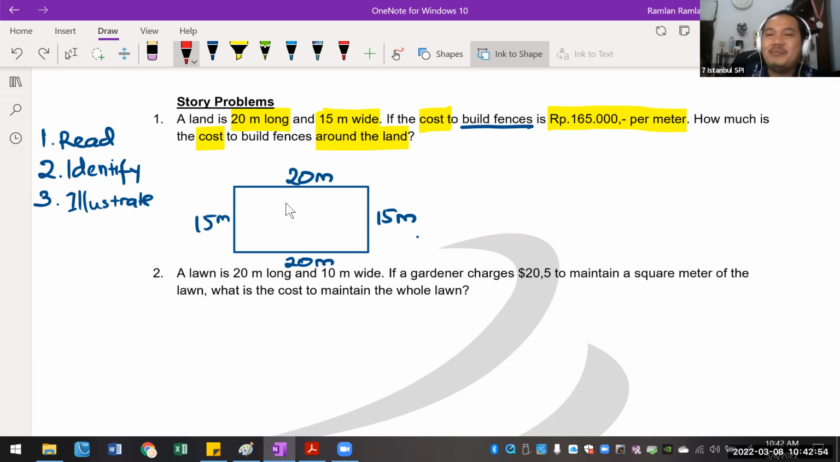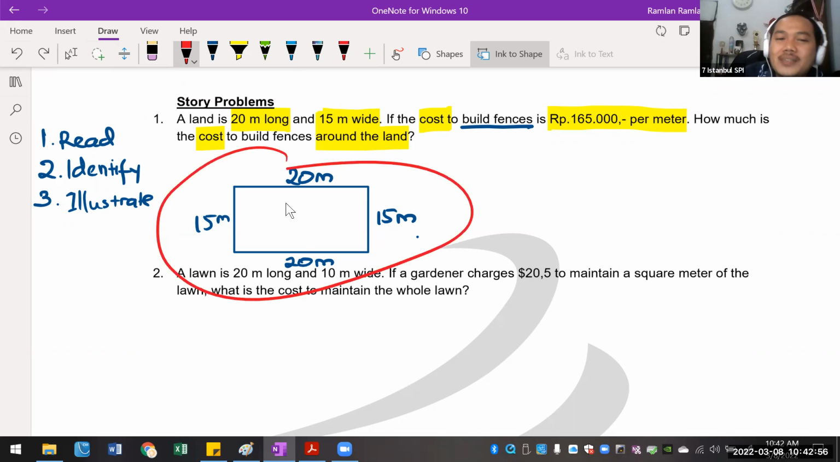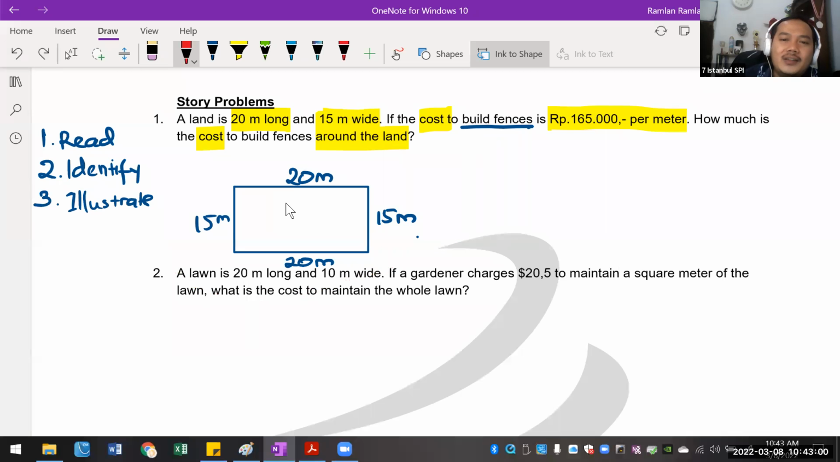Perimeter is correct. But if I go back to this illustration that I just drew, the land is here, with the shape of a rectangle. If I want to build fences, do I build them inside the line or outside? Outside, Pak. Okay, thank you, Brian.